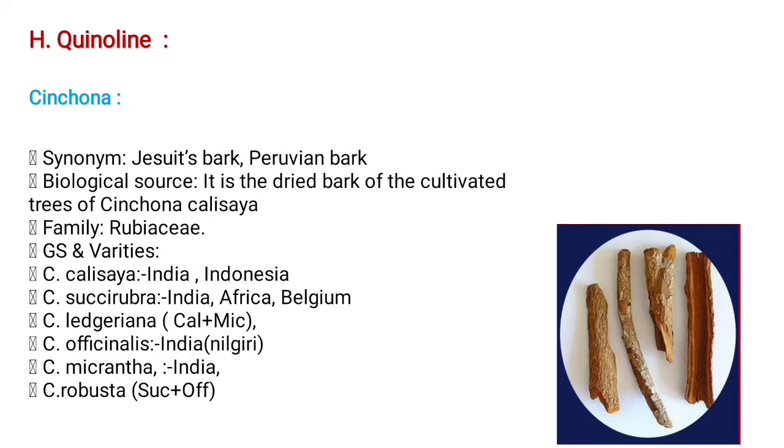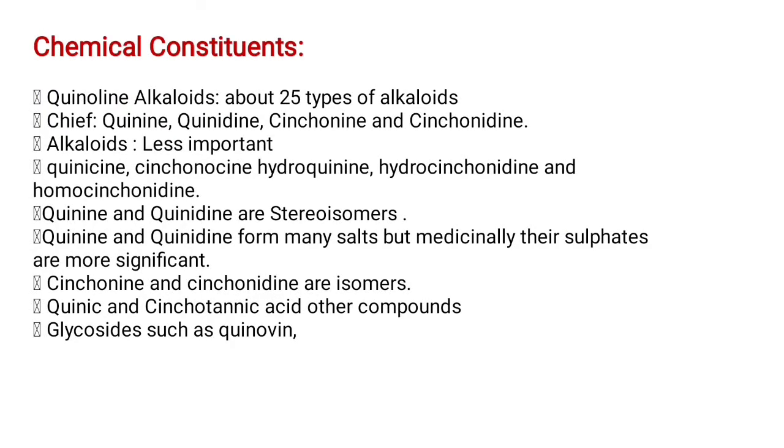Synonym: Jesuit's bark, Peruvian bark. Biological source: it is the dried bark of the cultivated trees of Cinchona calisaya, family Rubiaceae. General source and variety: C. calisaya is in India and Indonesia. C. succirubra, India, Africa and Belgium. C. ledgeriana. C. officinalis in India. C. macrantha in India. C. robusta. And next is chemical constituents.